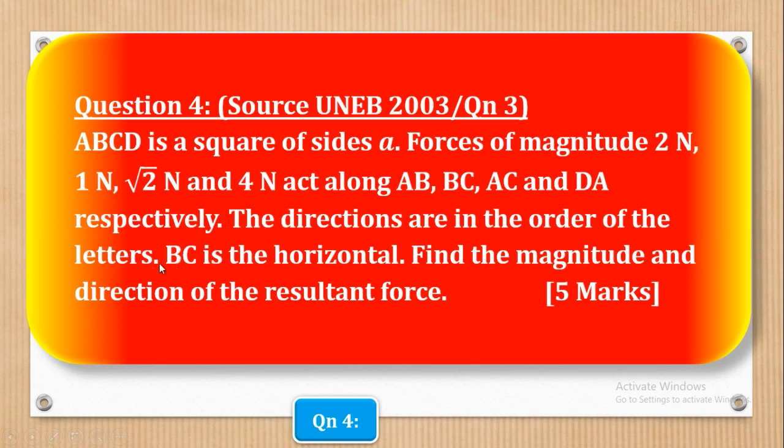So note that. Then here we have BC is the horizontal. It is very important to know which one is horizontal. So BC is horizontal. Then they say find the magnitude and direction of the resultant force. I think you can see previously we have been getting only the magnitude, but now they want magnitude and direction. So like I said, the first thing to do is to make a sketch of the square.